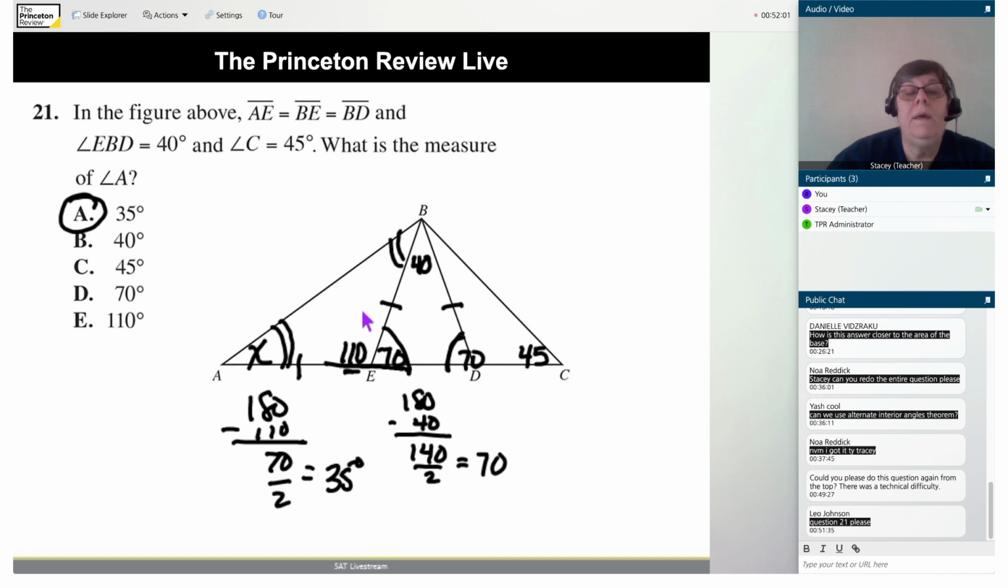So the first thing with question 21 is you have your three equal sides. So you want to label them with a line, AE equal to BE equal to BD, right? I'm going to label EBD at 40, so I put that in there, and I'm going to label C at 45 degrees, all right?